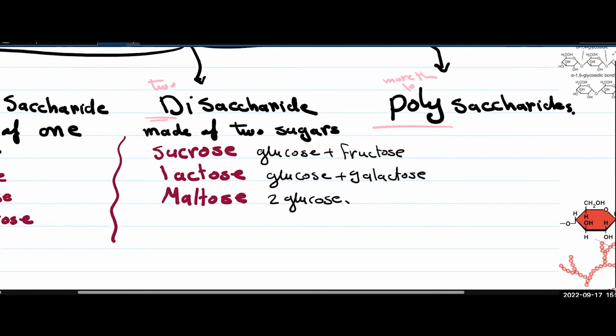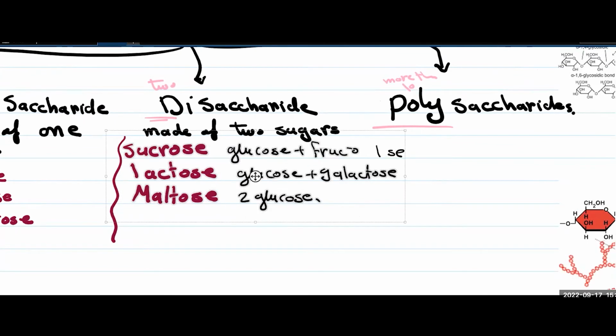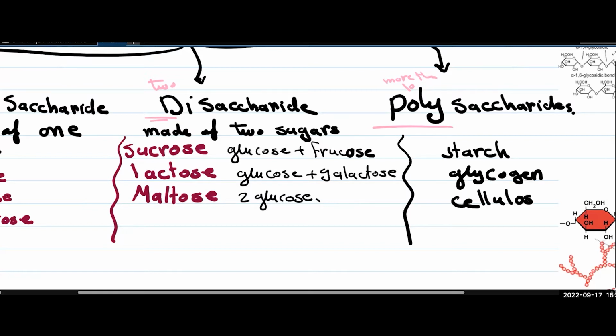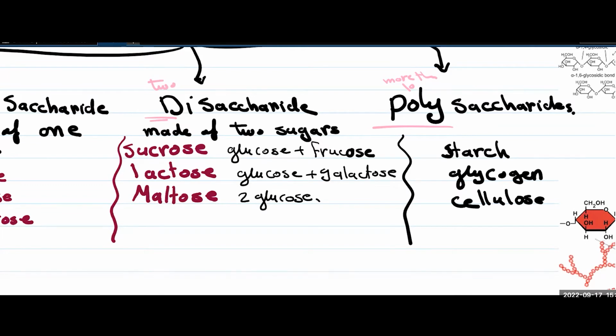And about polysaccharides, they are made up of more than 10 sugars, 20 or more. Polysaccharides include starch. We have glycogen in animals, and we have cellulose. When I say the word polysaccharide, it reminds me of the word polymer.